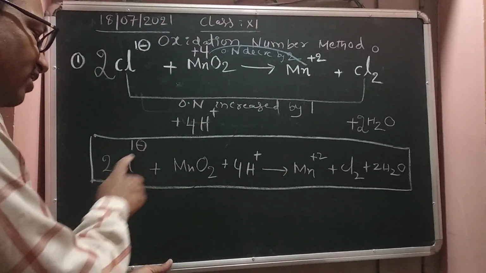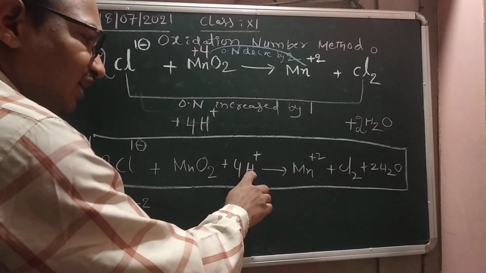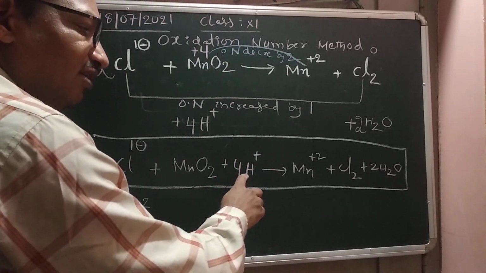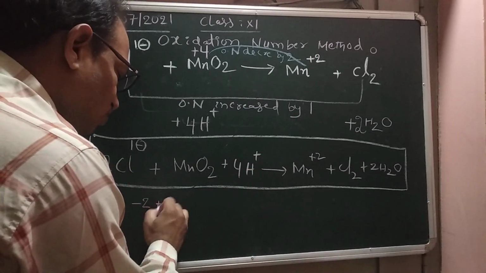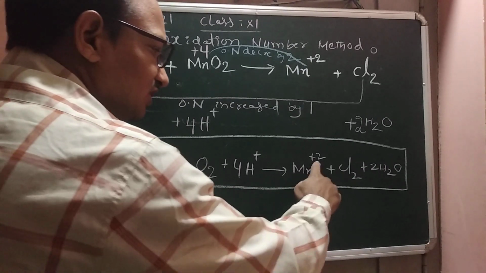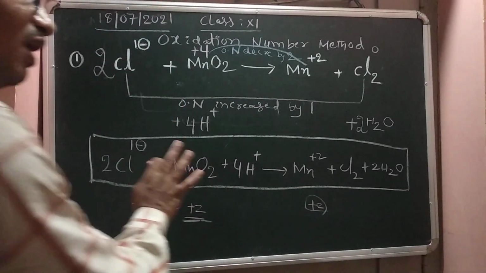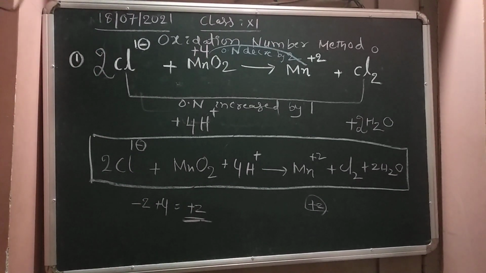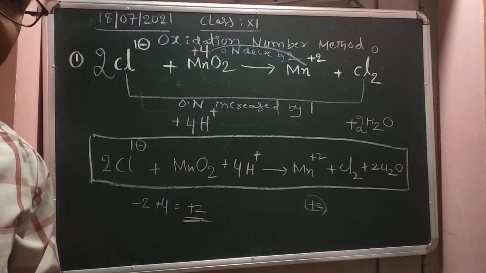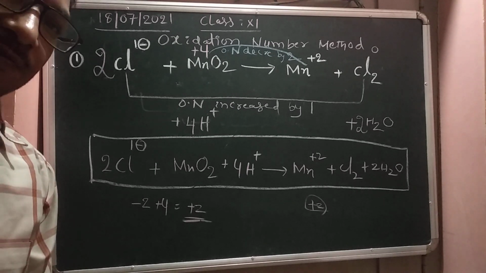Even the charge is balanced. Each chlorine is minus 1, 2 are there, so minus 2. Each hydrogen plus 1, 4 hydrogens plus 4. Minus 2 plus 4 is plus 2. This side also the charge is plus 2, so the charge is also balanced. Now everything is balanced. This is the way to balance the chemical equation. I hope you understood the concept. Thank you.